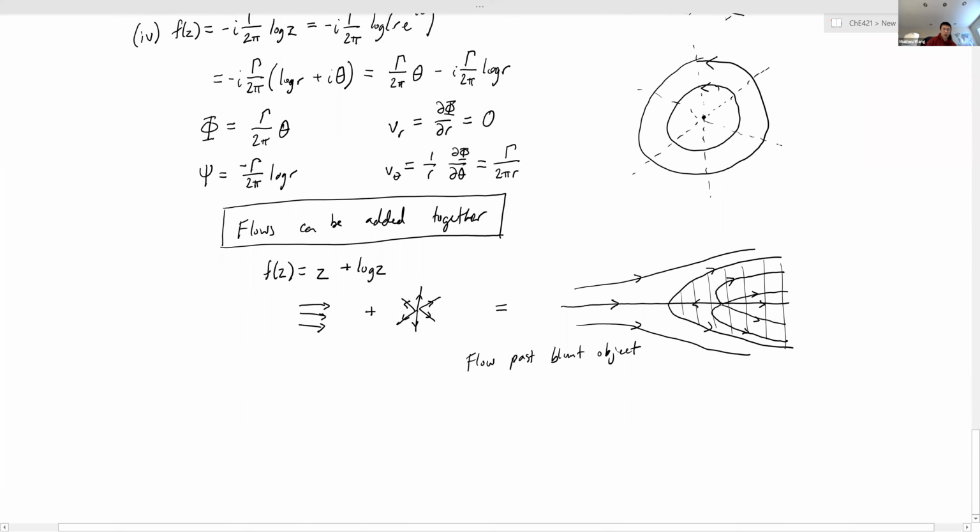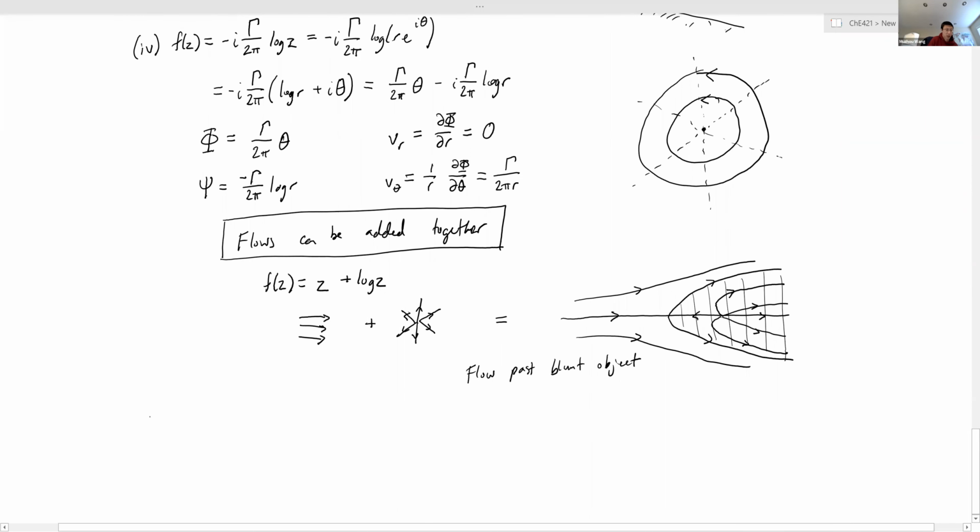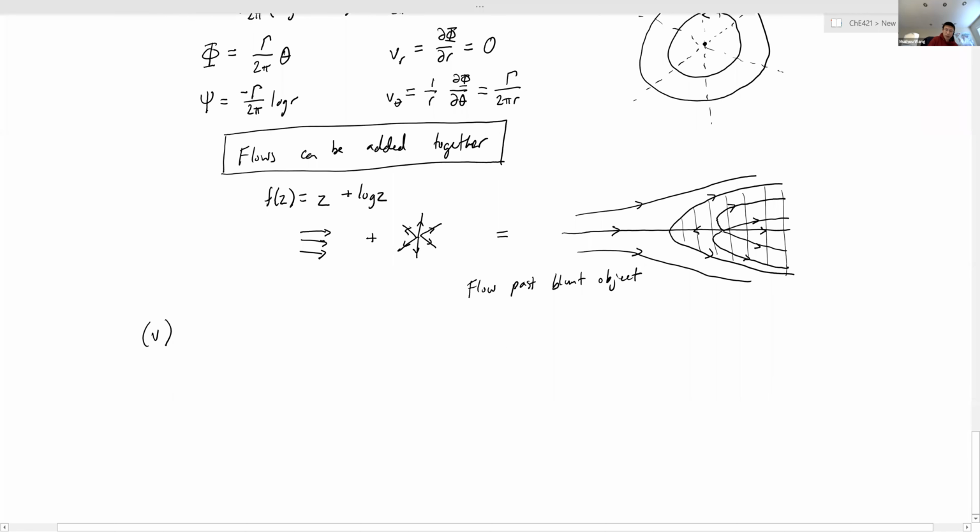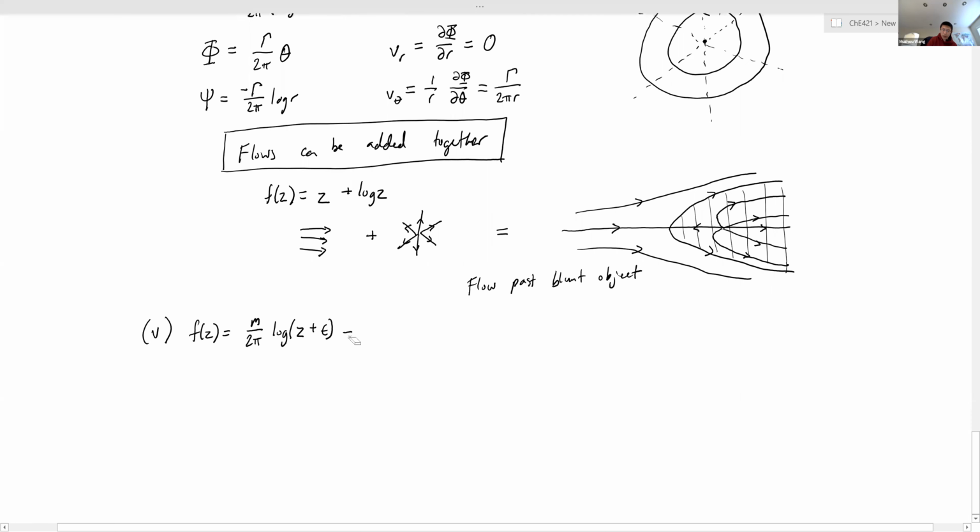Okay. You could also think about adding other things together. For instance, let's say you have a source and a sink together, right? So here we have a source, and we're going to translate it to a position centered at negative epsilon on the complex plane, negative epsilon plus 0i, so x equals negative epsilon, right? And then I'm going to add that to a sink. So if I add that to a sink, then it's going to be a minus, right?